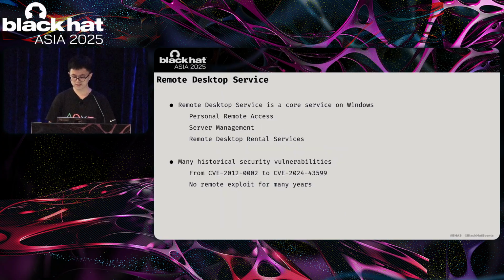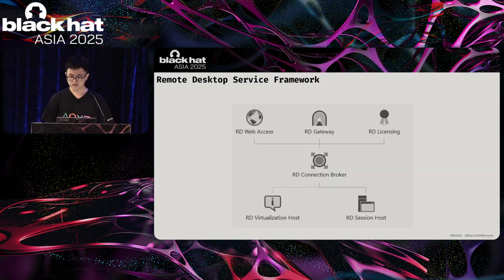Let's begin by discussing Remote Desktop Service. This core Windows feature is primarily used for personal remote access, server management, and even remote desktop rental servers. Over the years, numerous vulnerabilities have been identified within Remote Desktop servers, but there has been no remote exploit for many years. This is the framework of the entire Remote Desktop Service on Windows Server.